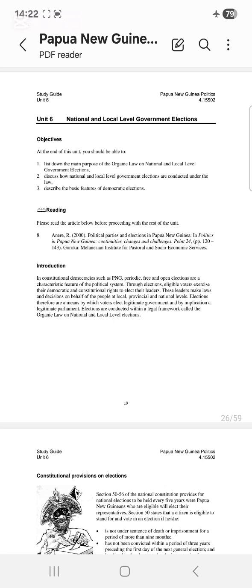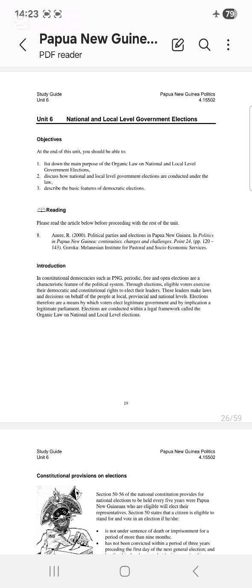So at the end of this lecture or discussion, you should be able to know the main purpose of the organic law on national and local government elections. Okay, so we've talked about the organic law on the integrity of political parties. Now we will be talking about the organic law on national and local level government elections. Talk about its main purpose, and secondly, we are to discuss how national and local government elections are conducted. And lastly, to describe the main features of democratic elections.